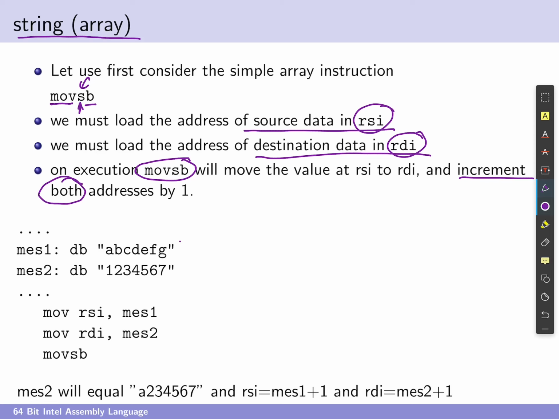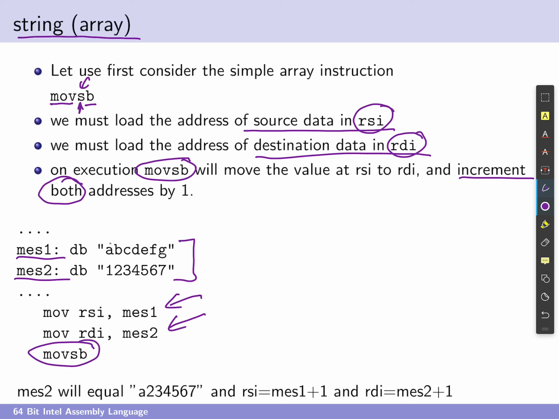both addresses by 1. So if we look at this little example over here, I have two little arrays of bytes. In this case, they happen to actually be characters. I'm going to call the first one message1 and the other message2. I'm going to load the address of message1 into RSI, and the address of message2 into RDI. So message1 is my source data, and message2 corresponds to my destination data. Now the question is, what happens if I call movsb?